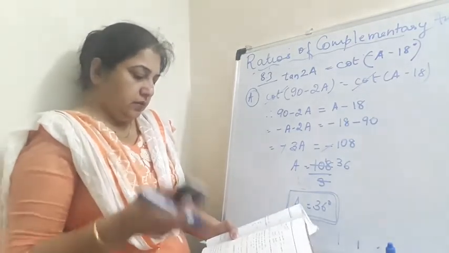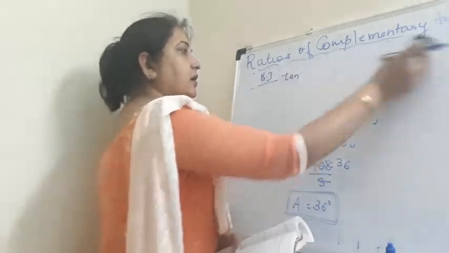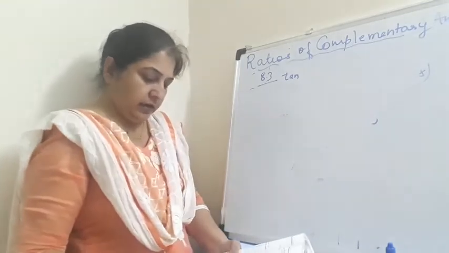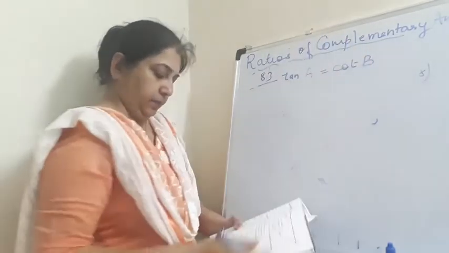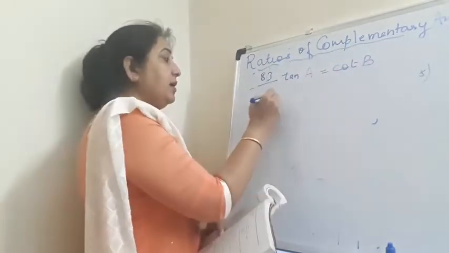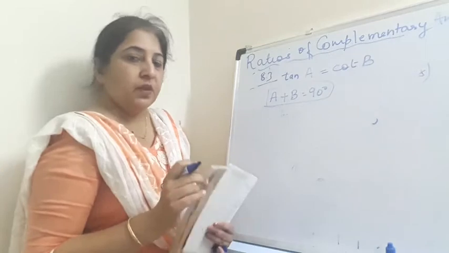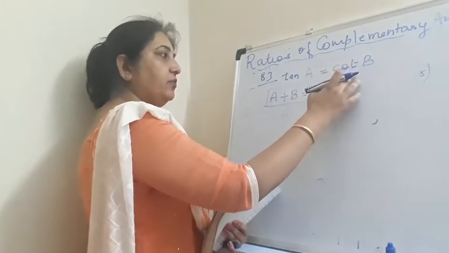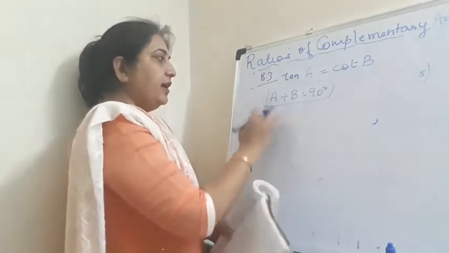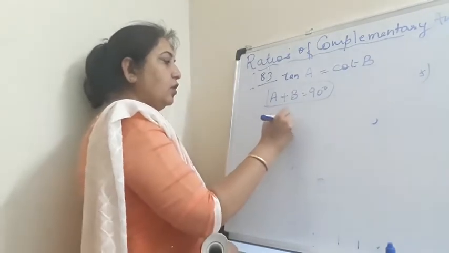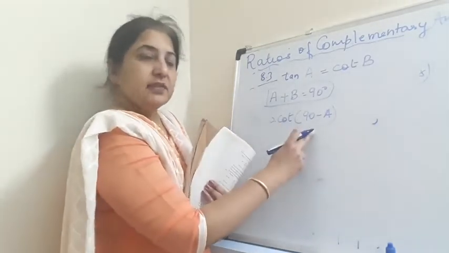Similarly, question number 4, same in terms of tan and cot. If tan a is equal to cot b, prove that a plus b is equal to 90 degree. Very simple question, very easy question, right? Tan of a is equal to cot of b. Now I can change either this or this. So I'll start with tan a. I can write tan a as cot of 90 minus a, right? Because we know that cot of 90 minus a is equal to tan a.